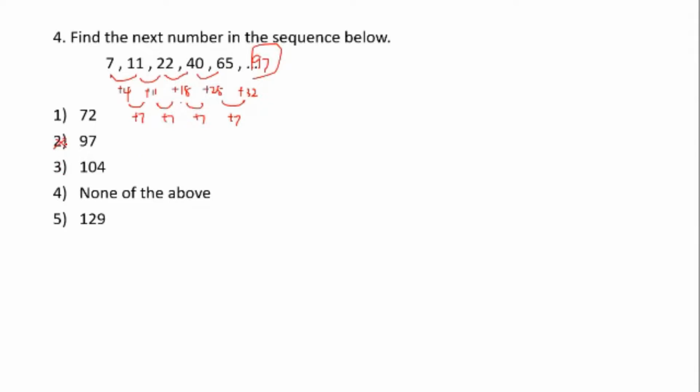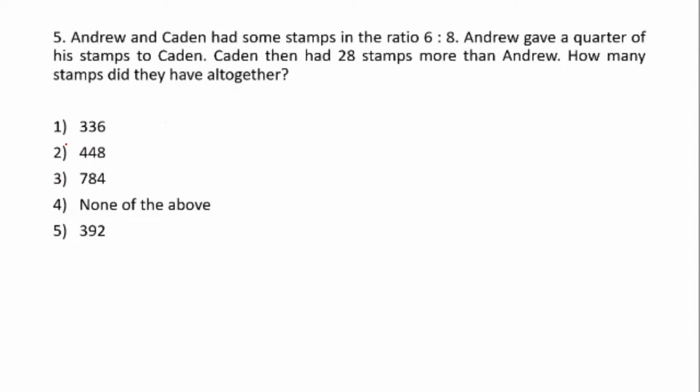All right, now let's go to number 5. Andrew and Kieran had some stamps in the ratio 6:8. Andrew gave a quarter of his stamps to Kieran. Kieran then had 28 stamps more than Andrew. How many stamps did they have altogether? Let's revisit the lesson about ratio we learned in the first semester. Ratio means the number of units. I'll write them in units instead of ratio form. I can say that Andrew has 6 units. I will simplify the model into just that.